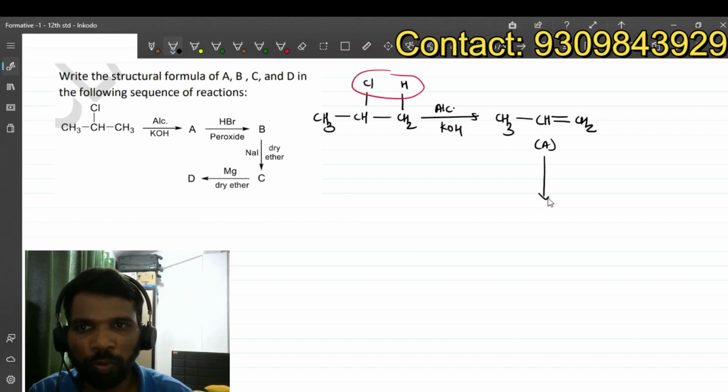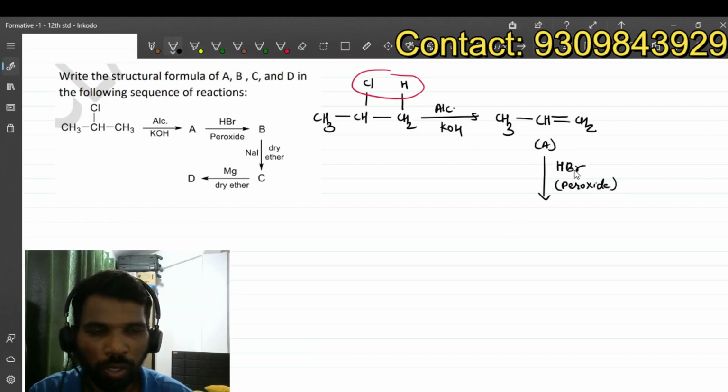After A to B, what is that? HBr, right? You are adding HBr to this in the presence of peroxide, so it is going to follow anti-Markovnikov's rule. Here, Br will go to the carbon which has more number of hydrogens. That is what the anti-Markovnikov's rule is saying. So here, this is CH3, this is CH2, CH2, Br.